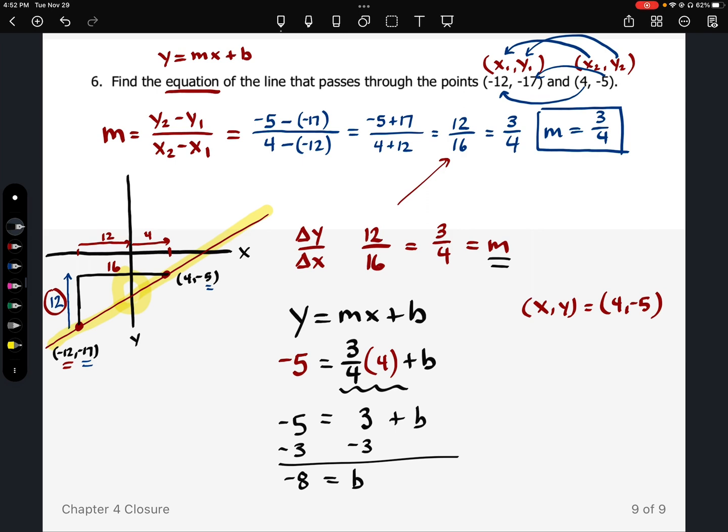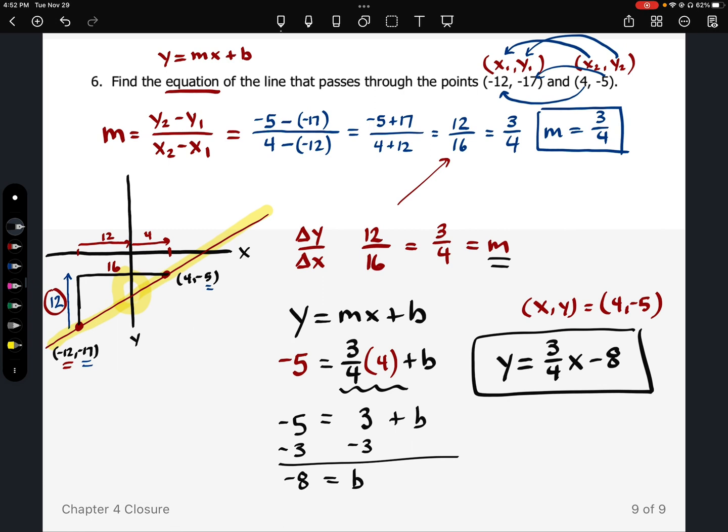So now that I know m and I know b, I can put it all together and say y is equal to 3/4 x minus 8. And that is our solution, or that is the equation of the line.